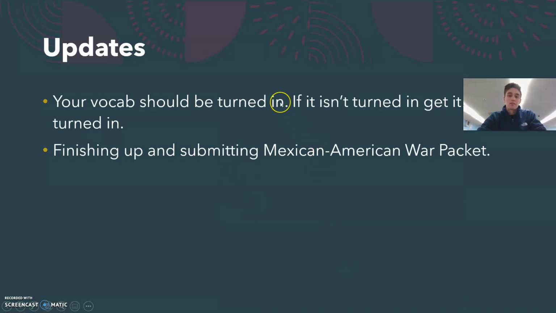Starting with updates. Your vocab should be turned in. It was due this past Friday. If it is not turned in currently, make sure that we are hammering away at that and getting it in as soon as possible. 10 slides for the 10 words on that list, definitions and pictures.